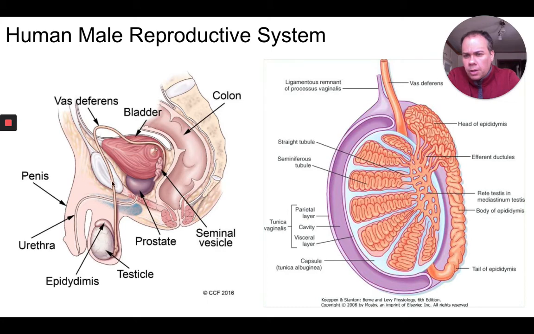Vas deferens comes up into the abdominal cavity, loops around the bladder, okay, and then goes through the several glands, and then it merges with the urethra. Okay, and the urethra is going to be the tube that carries those sperm cells and other parts of the semen out of the male body through the penis.